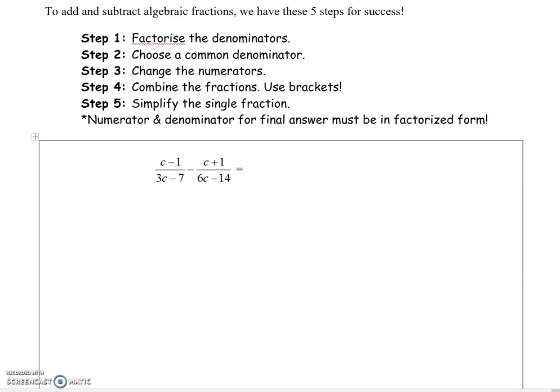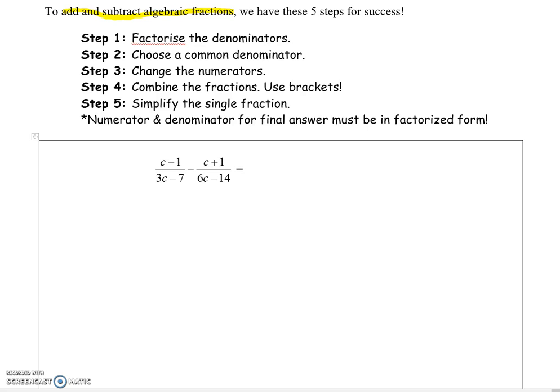We can actually use the same concept of adding and subtracting numerical fractions for adding and subtracting algebraic fractions. Let us follow these 5 steps. Using this example, we want to minus these two fractions, c minus 1 over 3c minus 7 minus c plus 1 over 6c minus 14.